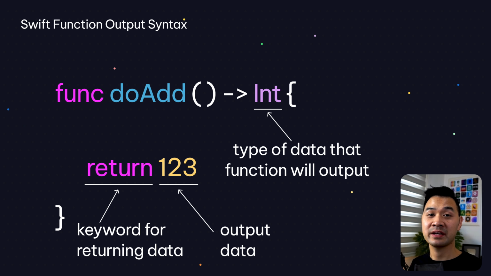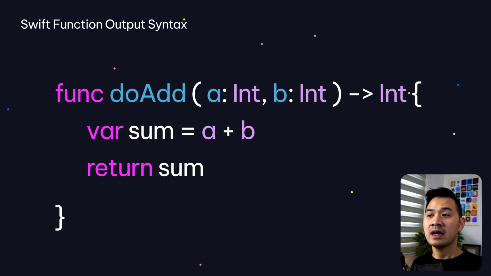Now, before we go into Xcode Playgrounds to try this out, let's combine this with input parameters and see what that looks like. If you take a look at this slide, I have two input parameters, a and b. They're both integer types. They're separated by a comma in this parameter list. And then after the rounded brackets, I have that arrow, and I am specifying that I'm going to be returning an int data. In the body of my function, I am adding up the two inputs into a variable called sum. And then I have the return keyword, and I'm returning that sum as an output of the function. Let's take a look at this in action in our playground.